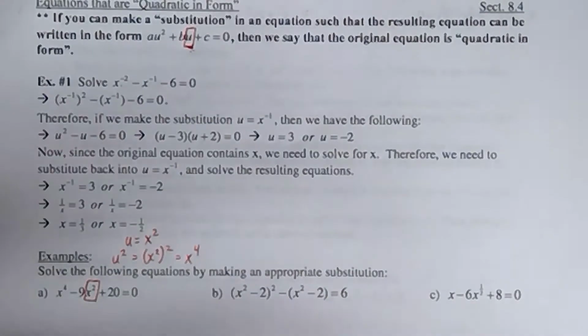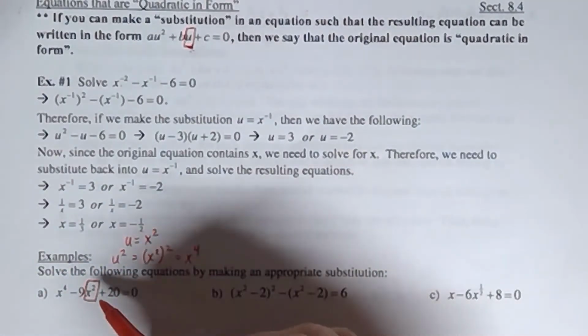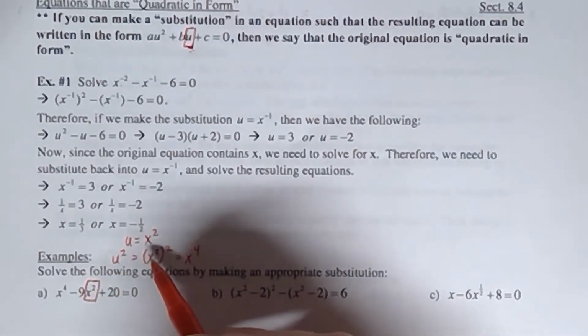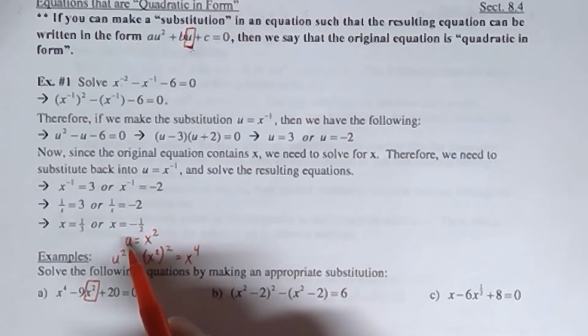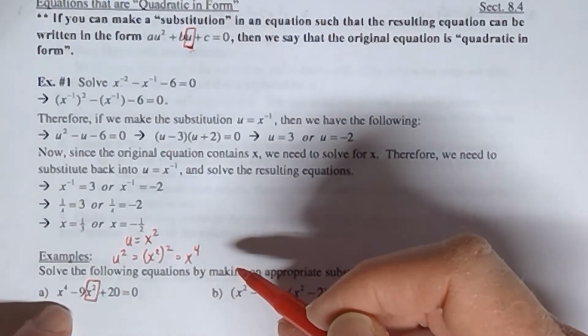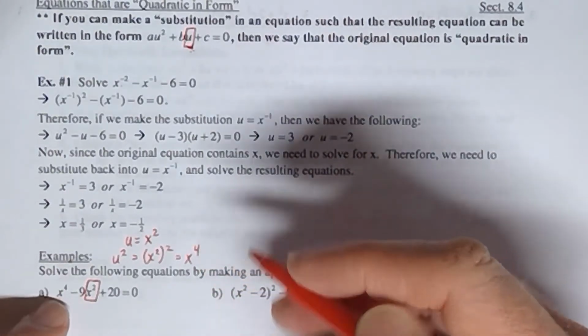This is what we're going to do on all of these problems, you guys. We're going to pick something that's in the middle, so that when you square both sides after you say u equal to that thing you picked, it will then be equal to something that's in the front. And there it is right there.